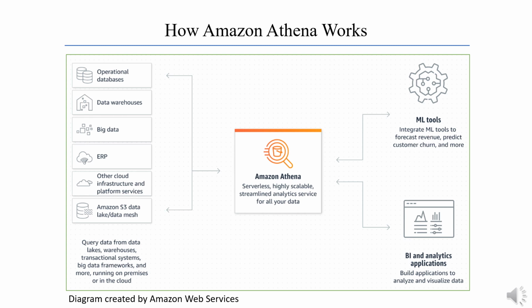The diagram is created by Amazon Web Services. It shows the key features of Amazon Athena, interaction with data sources, and integration with other tools. 3 sections display in the diagram from left to right. The first section doesn't have a title but shows a list of data sources. The second section is titled Amazon Athena and shows the key features of Amazon Athena. The third section has 2 titles with ML tools and BI and analytics applications.